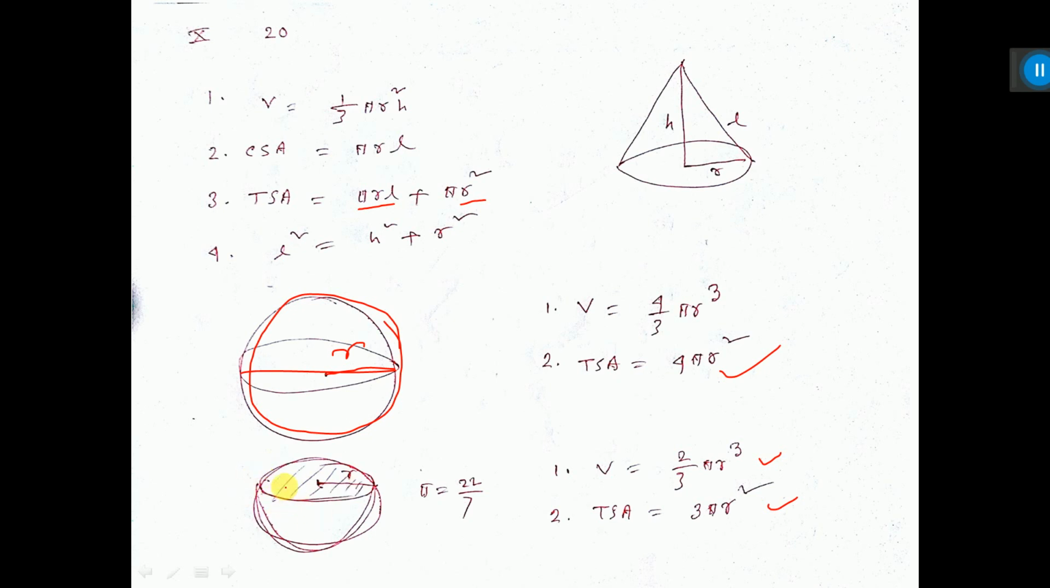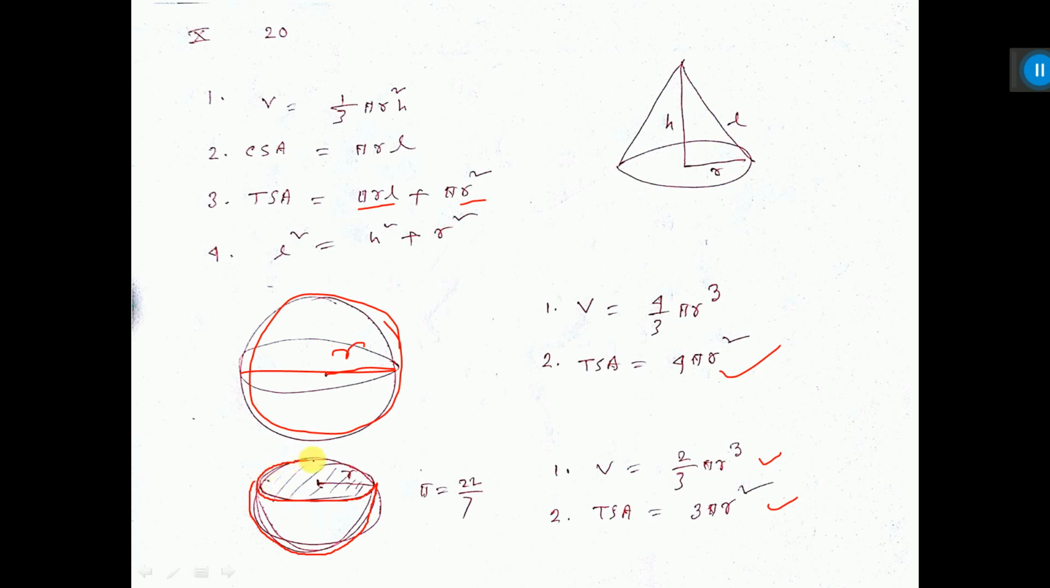Let's say the sphere is made of mud and it is cut from the middle. Then the material will be there inside. That is why its total surface area comes to 3 pi r square. Because the sphere's total surface area is 4 pi r square, half of this will be 2 pi r square, actually from this to this. This is 2 pi r square.